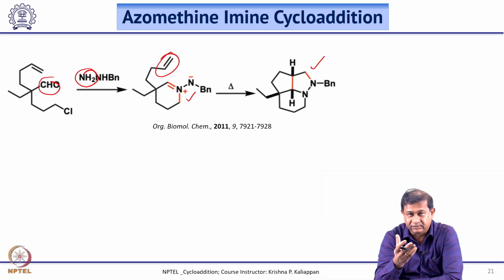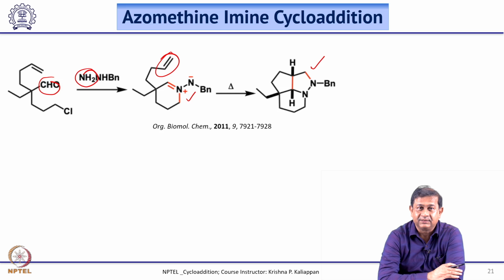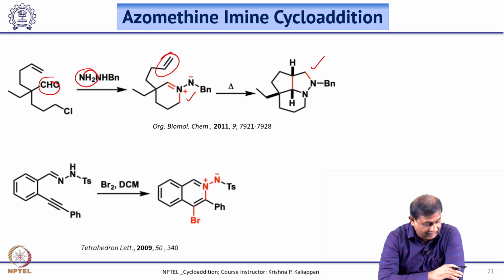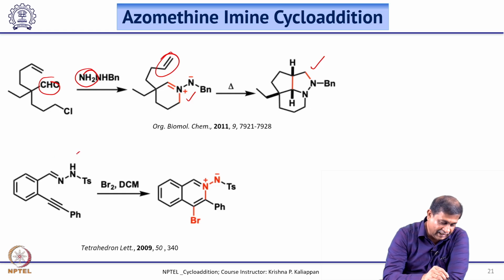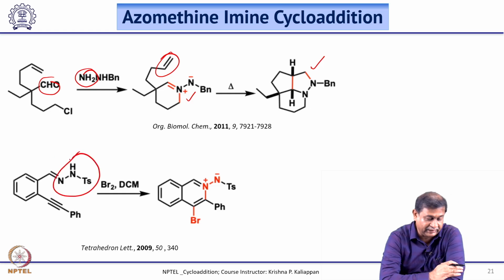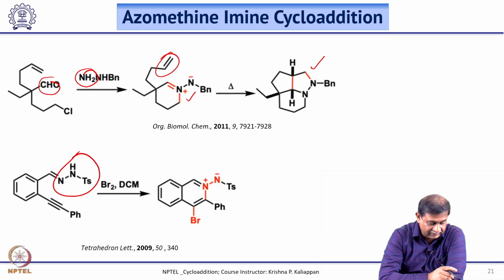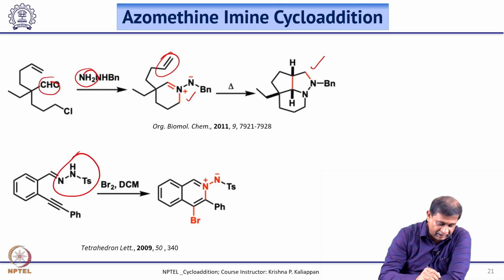So all this in one pot. Basically, you take an aldehyde, add this benzyl hydrazine, and then reflux it. So in situ it forms this azomethine imine and also subsequently undergoes 1,3-dipolar cycloaddition with the double bond. This is another classical example where you started with an aldehyde and then made this tosyl hydrazone. It also has a triple bond. Now when you add bromine, what happens first?